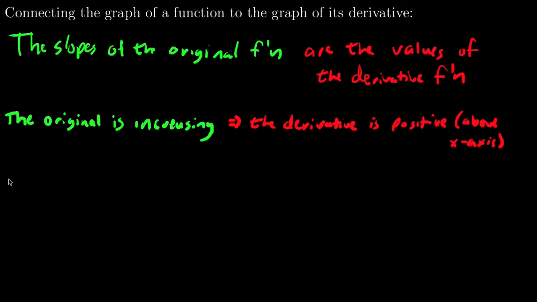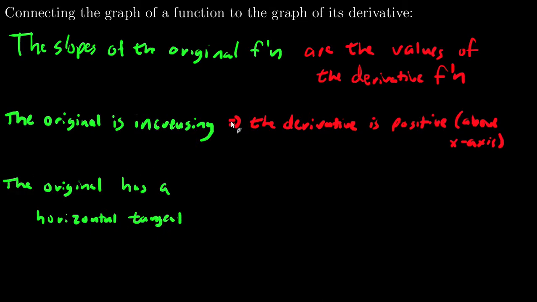And if the original has a horizontal tangent, I guess it should go both ways, then the derivative is equal to 0, or it's going to be an x-intercept for the derivative. And so these are the basic ideas, and learning one way is pretty straightforward, but it gets difficult when we start going the other way, confusing which way we're going here. So we'll take it one way at a time.